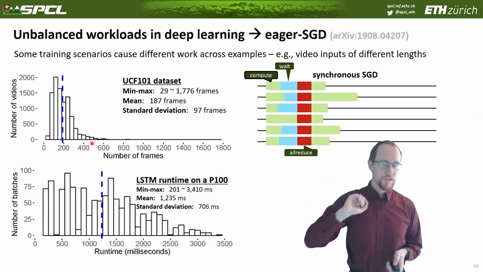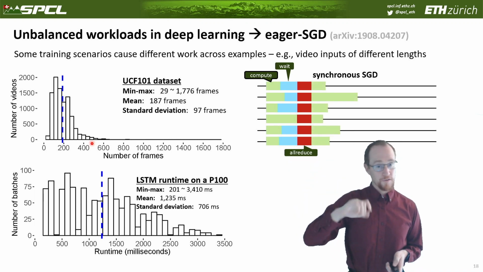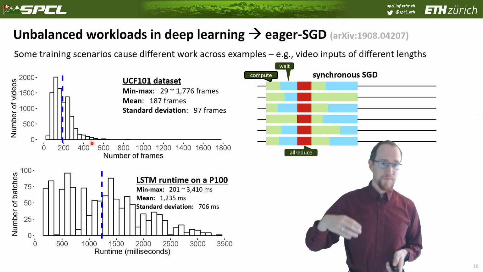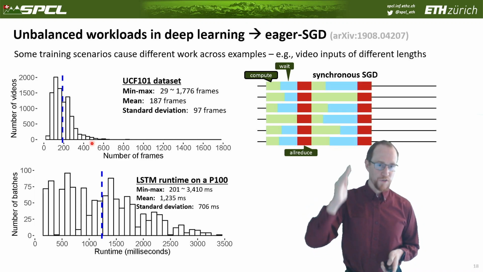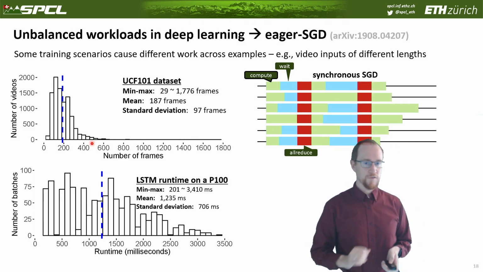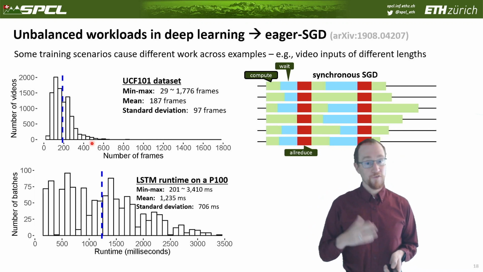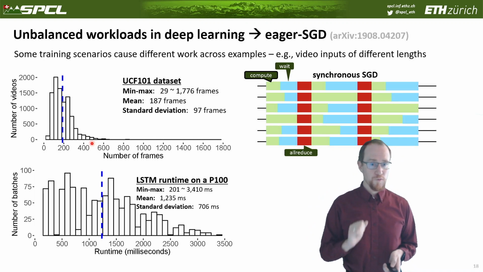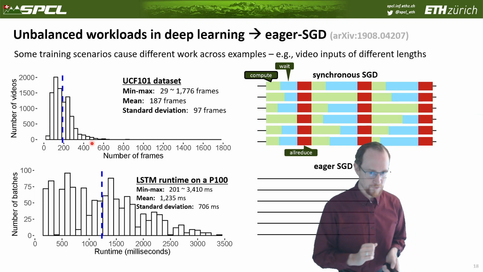Then in the next iteration, some other process will take longer because we are sampling randomly. And then everybody else is waiting for that one process to run the all reduce, and so on. And you see that the green is useful time, the red is the all reduce time, but the blue is essentially wasted waiting time in the synchronous SGD.